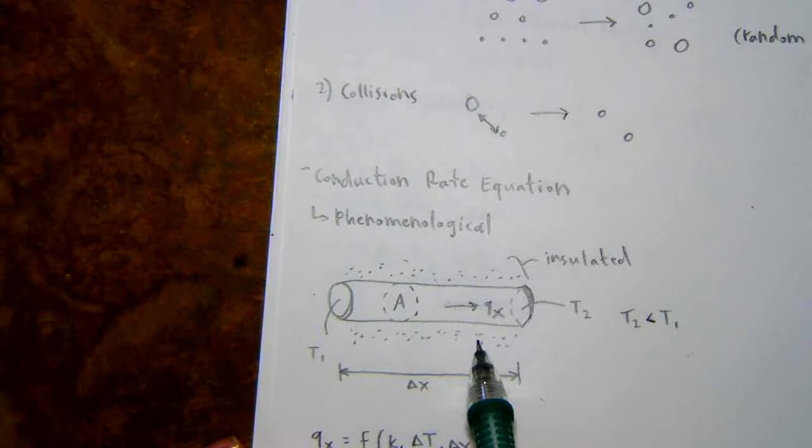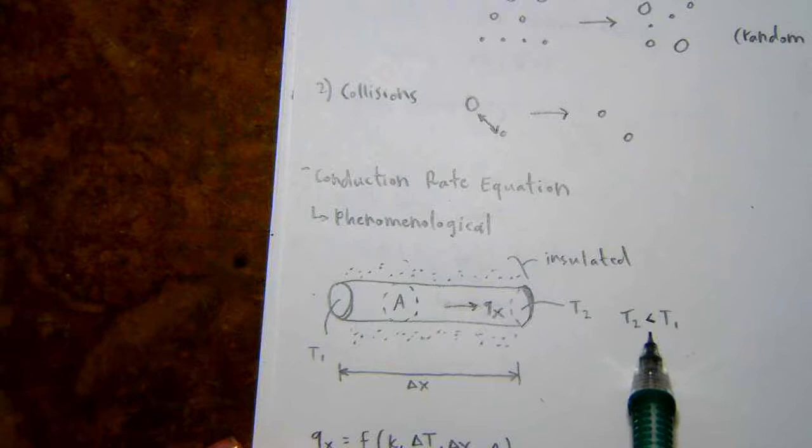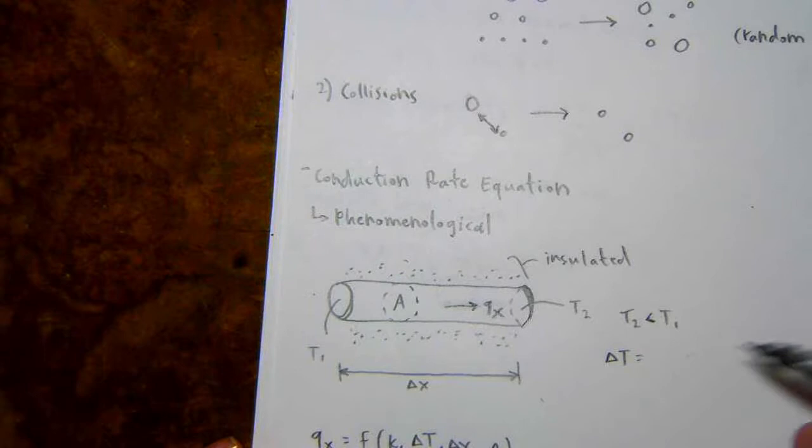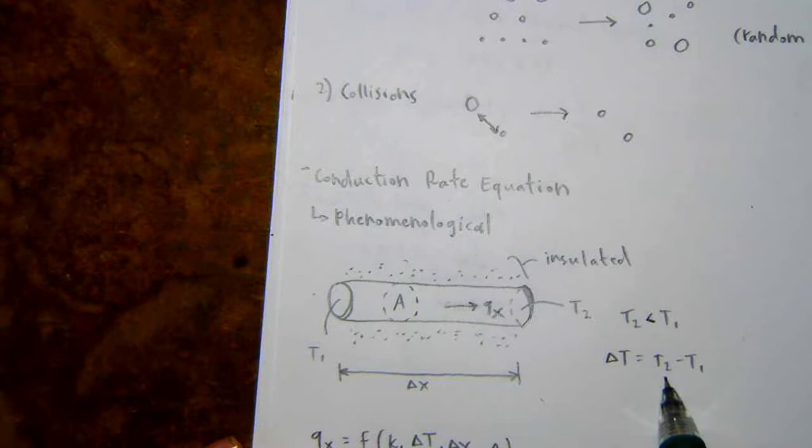Yeah. So we've got T2, which is less than T1, so colder. T1, hotter. Heat transfer goes from the hotter side to the colder side. And then our delta T, whenever you have a delta something, it's the second minus the first, right? And because T2 is colder than T1, this quantity is always going to be negative.